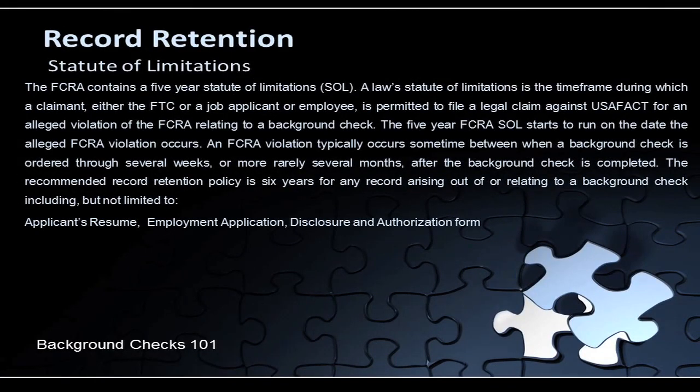The FCRA contains a 5-year statute of limitations. A statute of limitations is the time frame during which a claimant, either the FTC or a job applicant or employee, is permitted to file a legal claim against USA Fact for an alleged violation of the FCRA relating to a background check. The 5-year FCRA statute of limitations starts to run on the date the alleged FCRA violation occurs. An FCRA violation typically occurs sometime between when a background check is ordered through several weeks, or more rarely, several months, after the background check is completed.